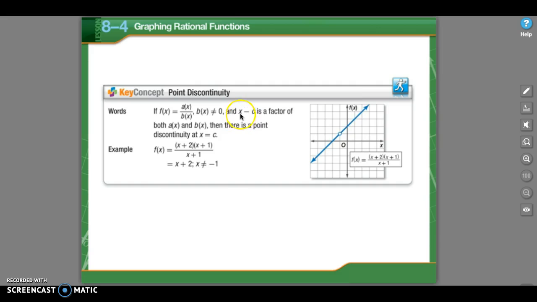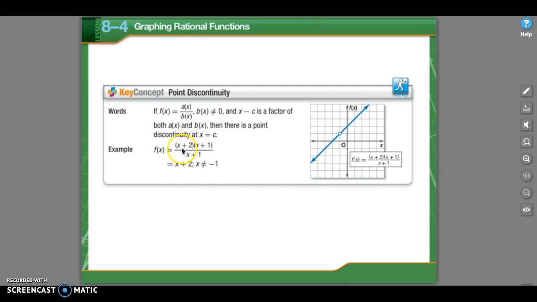The key point here is that x minus c has to be a factor of both of these functions. So if you are able to factor out some stuff in the numerator and the denominator and you get a factor that cancels, at this value, whatever value you plug in for x to make that thing equal 0, there's going to be a discontinuity point. So basically it's a hole in the graph at that value.